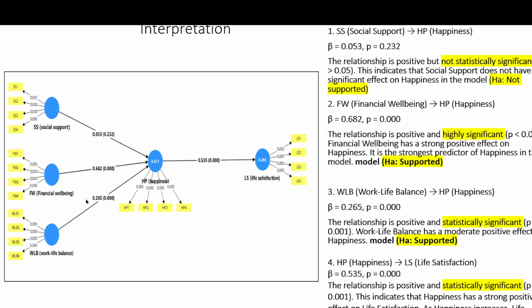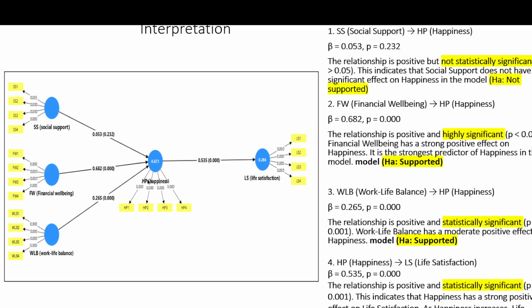But in the case of FW and HP, the beta is strong, 0.6, and the p-value is also significant. So we can conclude that financial well-being has a strong positive effect on happiness, and it is the strongest predictor of happiness in this model, and our hypothesis is supported. Similarly, if we examine the relation between WLB and HP, then again it is significant, but it is weak because the beta value is 0.2, and this relationship is also supported in this model.